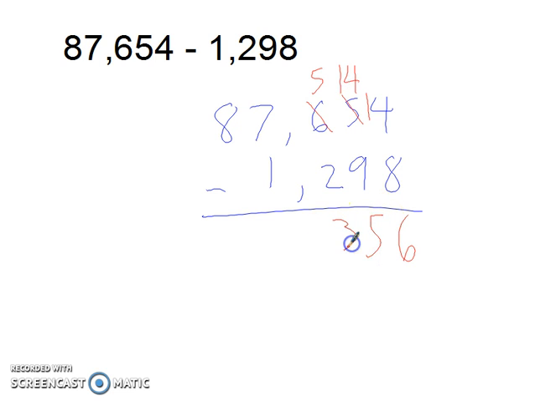5 minus 2 is fine. It's a 3. 7 minus 1 is 6, and 8 minus nothing is 8. 86,356.